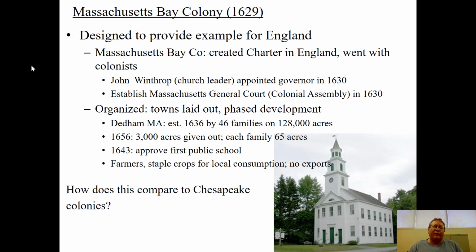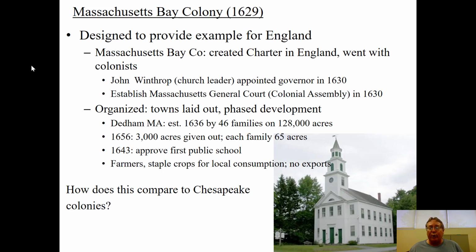Now imagine if you gave people in the Chesapeake, Virginia, here's 100,000 acres. What do you think they would try and do with it as quickly as they could? Well, the answer that should have sprung to mind here is grow tobacco, and grow as much of it as you can, as quickly as you can, to make as much money as you can. But here in Dedham, in the Massachusetts Bay Colony, it's very different. You get enough land to take care of your family, and that's about it.